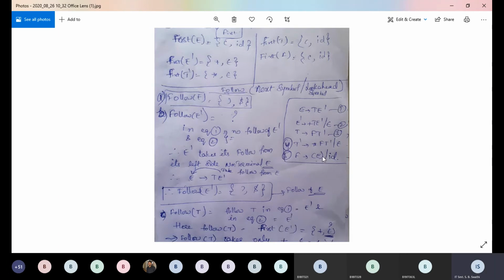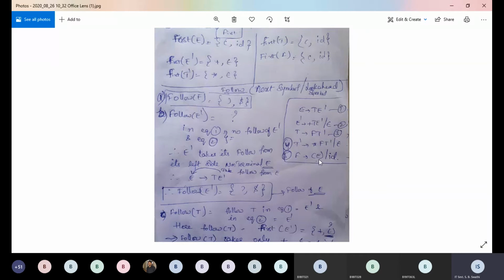Follow of E is what? Follow of any non-terminal is whatever symbol is there after that particular non-terminal. Is this clear? Students? Yes, ma'am. So this is our follow. That means the next symbol which has to be read after reading capital E is the close bracket.